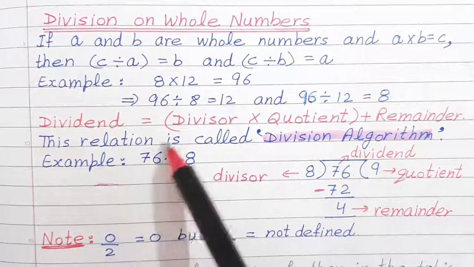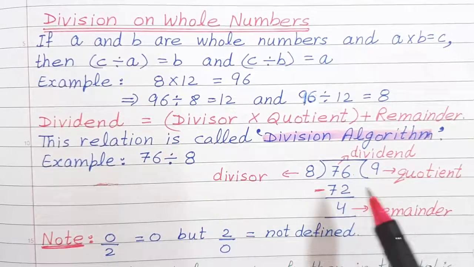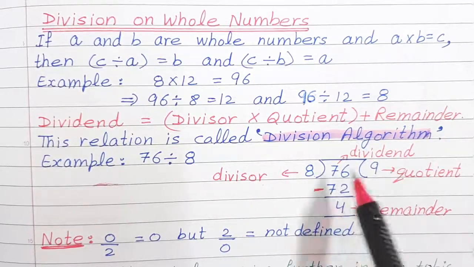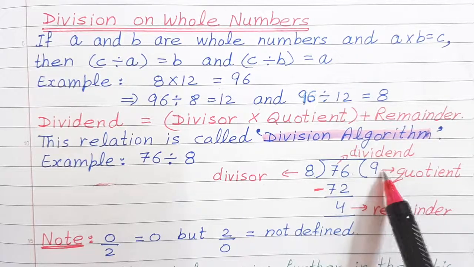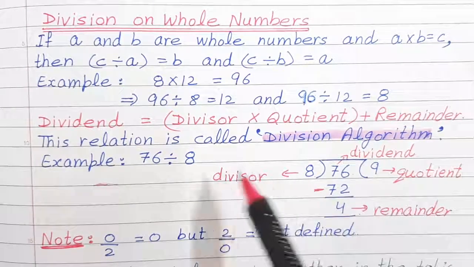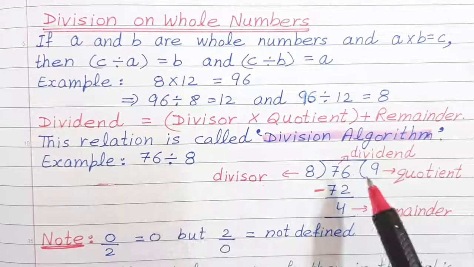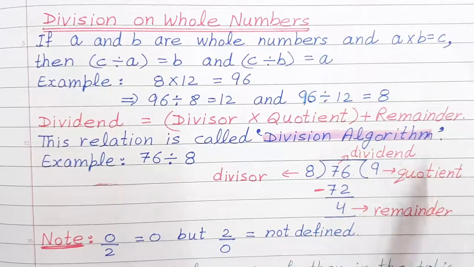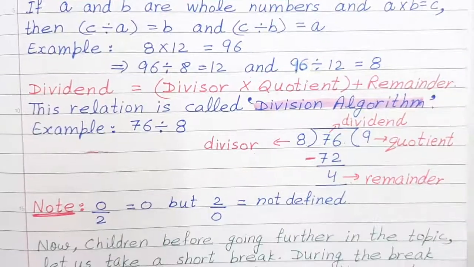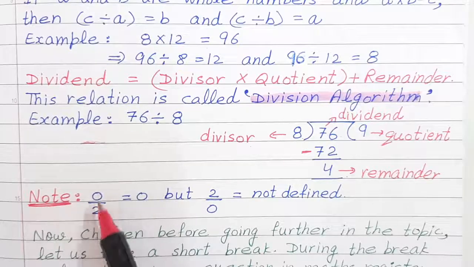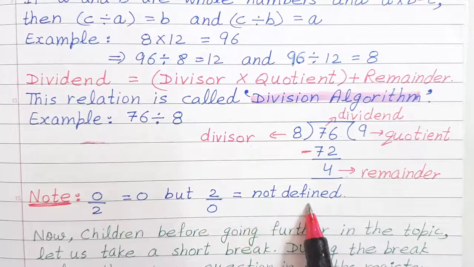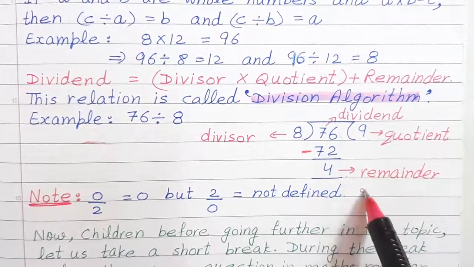Now, what is the division algorithm? Divisor. Divisor is how much? 8. Multiply by quotient, that is 9. 8 9s are 72 plus remainder 4. So this will give the answer as 76 only. That is how we can verify the answer, by using division algorithm. I hope you all have understood. Now students, we know that 0 upon 2 is 0, but 2 upon 0 is not defined, or you can say infinity. Right?